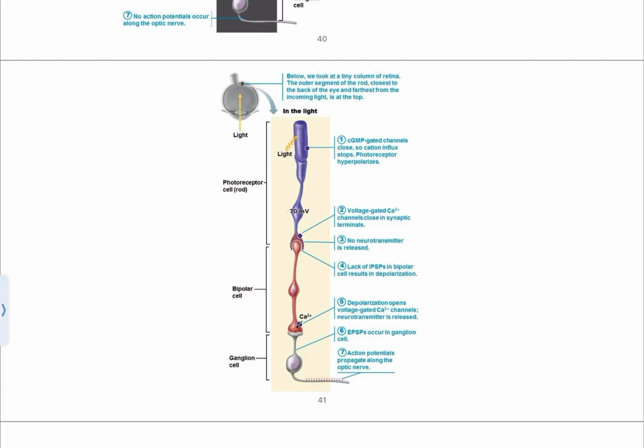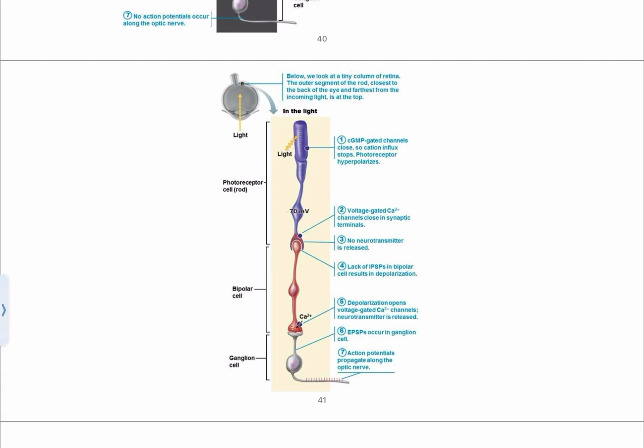So our cyclic GMP gated channels are going to be closed, so we don't have any sodium or calcium entering into the cell. Because we don't have any positively charged ions entering, the photoreceptor cell is going to become more negative, so it's going to hyperpolarize. Our voltage gated calcium channels close in the synaptic terminals of the photoreceptor cell, and we have no neurotransmitter being released. In our bipolar cell, because we don't have the inhibitory postsynaptic potentials occurring, we're going to end up with depolarization.